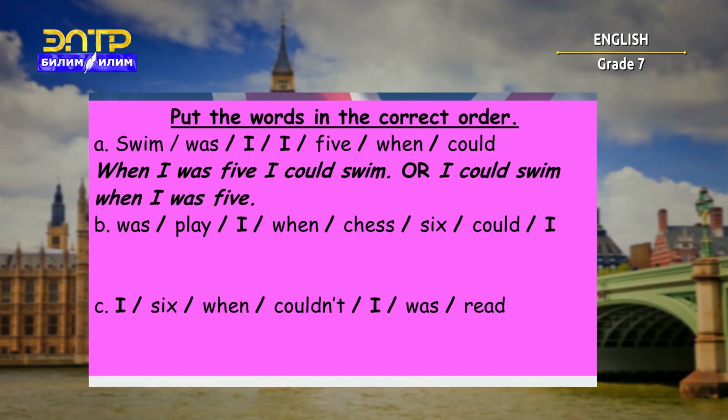On this slide, we can see a grammar task, and we have to put the words in the correct order. For example, the sentence A. The words are put in the incorrect order: swim, was, I, 5, when, could. And the right answer will sound like: when I was 5, I could swim, or I could swim when I was 5. I am going to give you some time. Let's go!